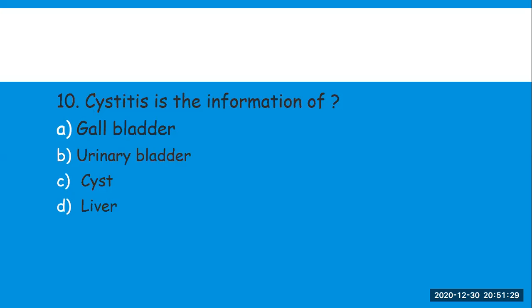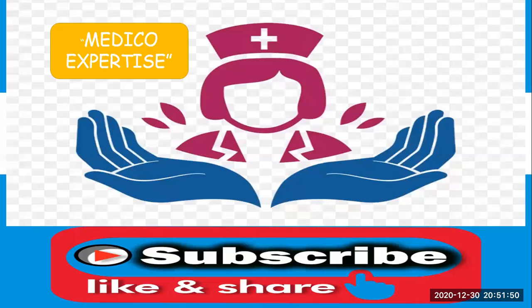Next, cystitis is the inflammation of. So as we all know that itis means inflammation. So never confuse the word cystitis. The options are gallbladder, urinary bladder, cyst, and liver. So the right answer is urinary bladder. So inflammation of urinary bladder is known as cystitis.